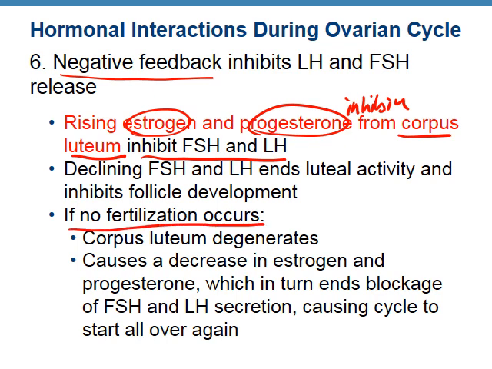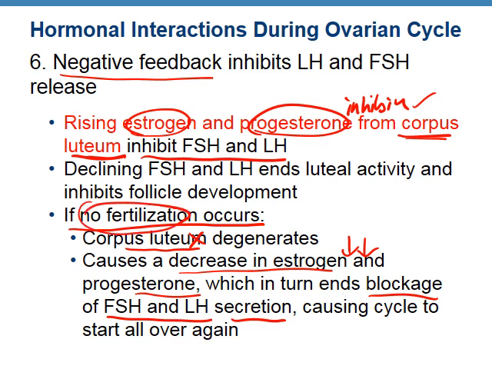So if no fertilization occurs, the corpus luteum is going to degrade. You're going to have a decrease in estrogen and progesterone. If this breaks down, you're no longer releasing estrogen and progesterone, so those decline. This blockage is removed, and FSH and LH secretion resumes. So what's causing FSH and LH to be blocked? The corpus luteum releasing estrogen, progesterone, and inhibin. As soon as the corpus luteum breaks down because no fertilization has occurred, then FSH and LH are going to be able to be secreted again, and we're going to start this process all over again.